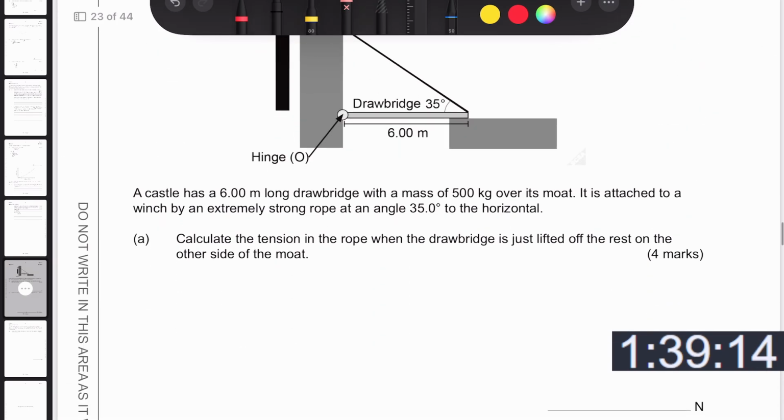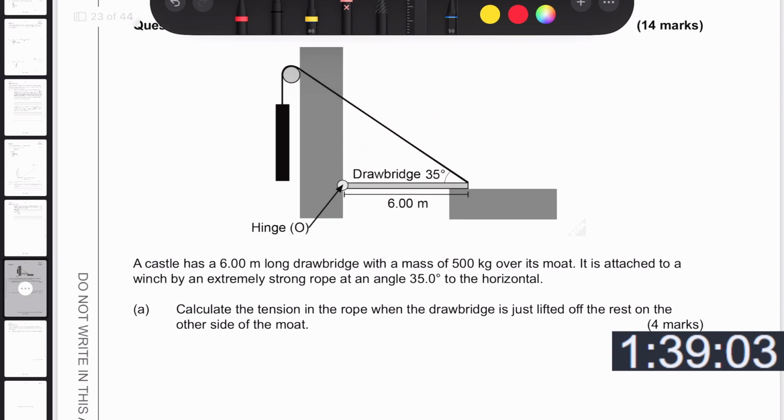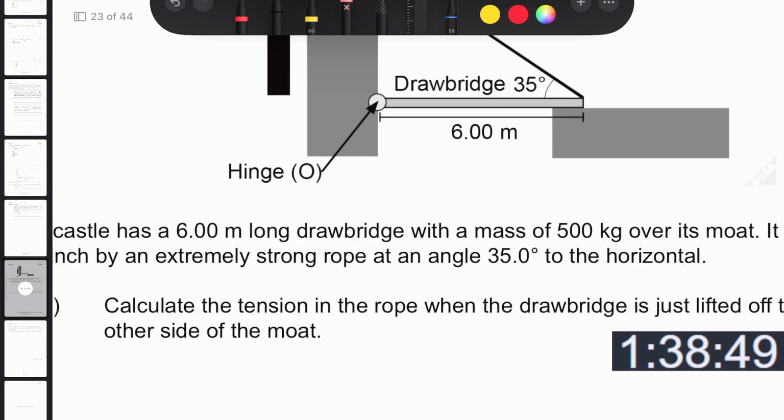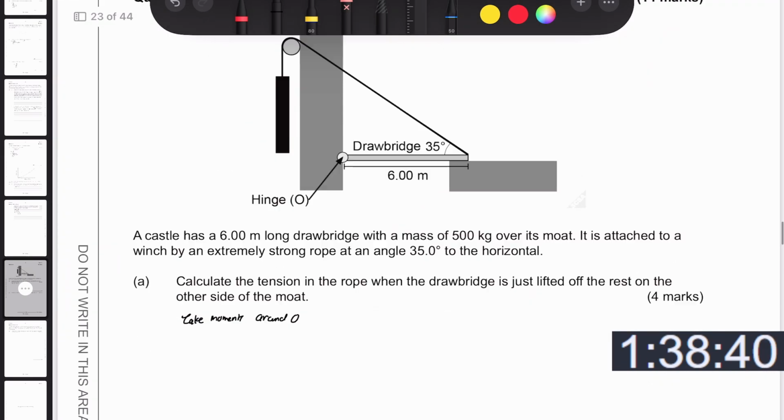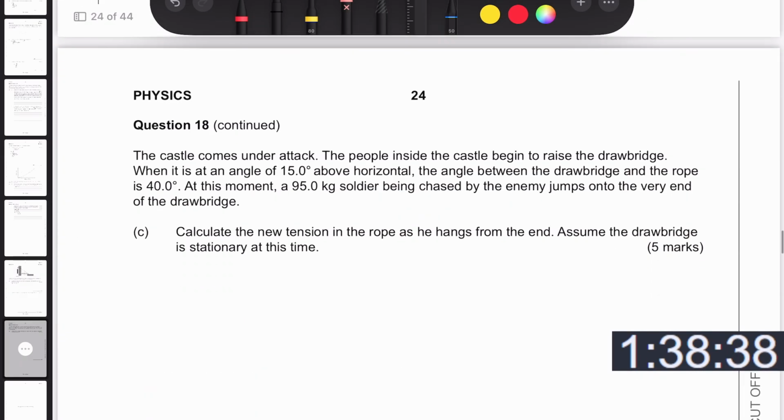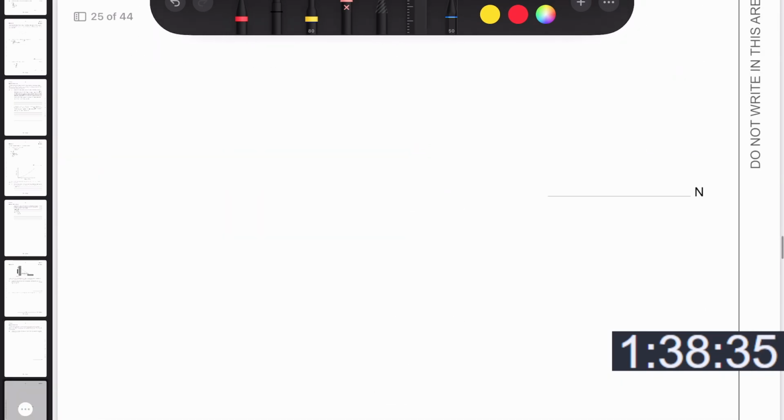Okay. A castle has a 6 meter long drawbridge with a mass of 500 kilograms over the moat. It is attached to a winch by an extremely strong rope at an angle of 35 degrees. Calculate the tension of the rope when the drawbridge is just lifted off the rest on the other side of the moat. I think I'll just finish this question off, and then I'll hop off.